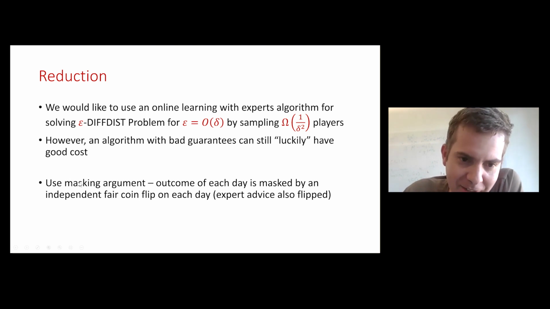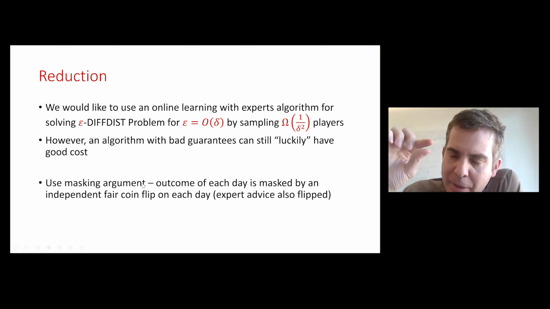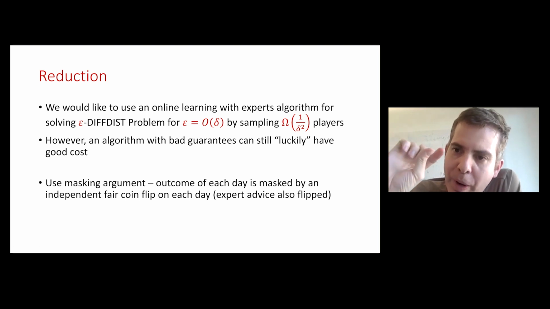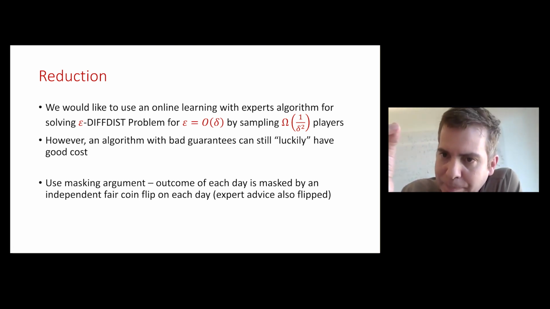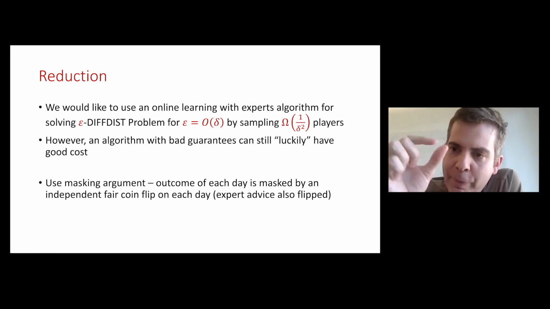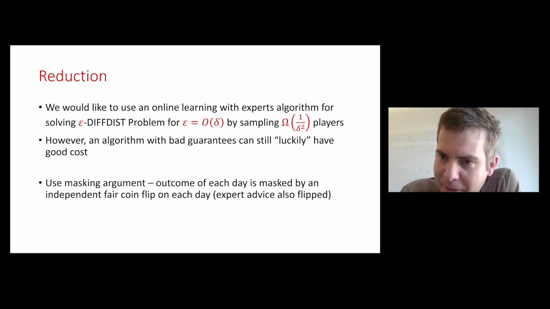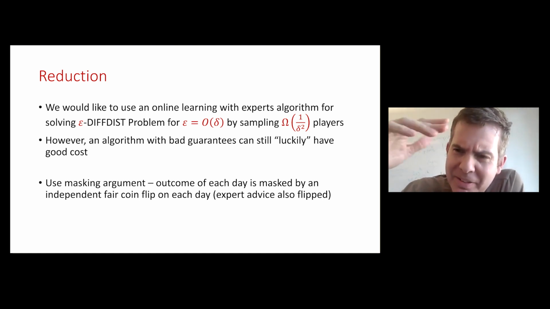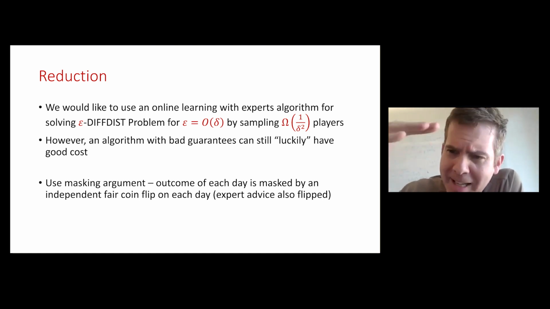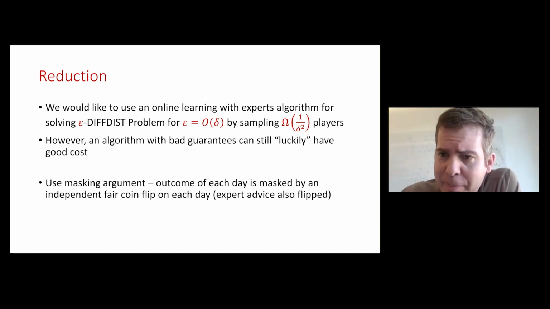So we use this masking argument where the player is going to choose a random bit 0 or 1, and it's going to XOR every outcome by that same bit on a day. This bit is called the mask, and the masks are independent across the days. And the outcome, instead of being 1, is going to be 1 XORed with the mask.